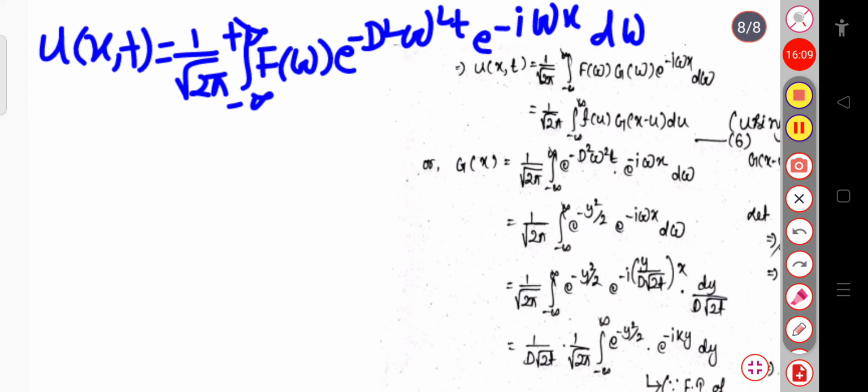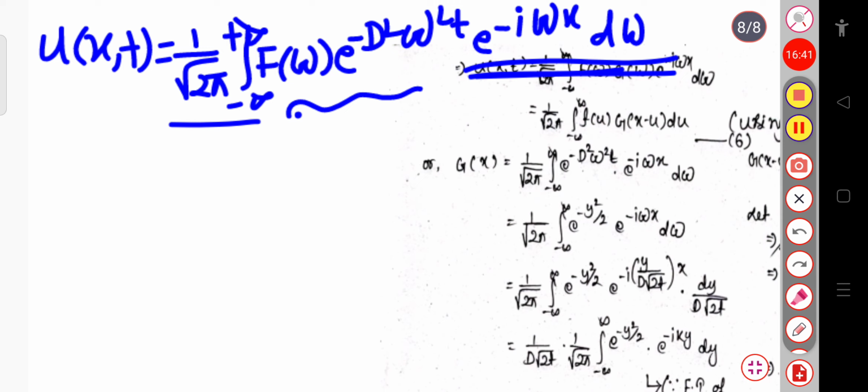Now here you can see that this exponential minus i omega x into d omega is the compulsory term which you can find, and this 1 by root over 2 pi into integration from minus infinity to plus infinity, you can always find this part in the Fourier transform. That is, if this is any function, then simply you have to multiply this total term, that is 1 by root over 2 pi, integration over minus infinity to plus infinity, and this term, exponential minus i omega x into d omega.